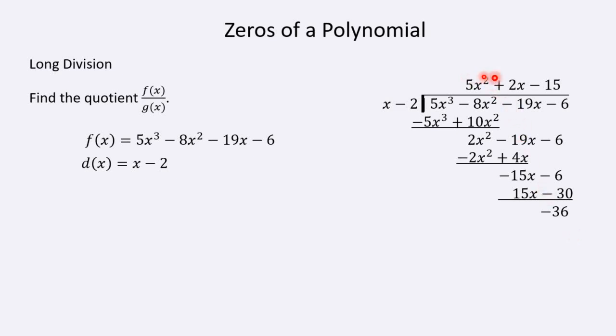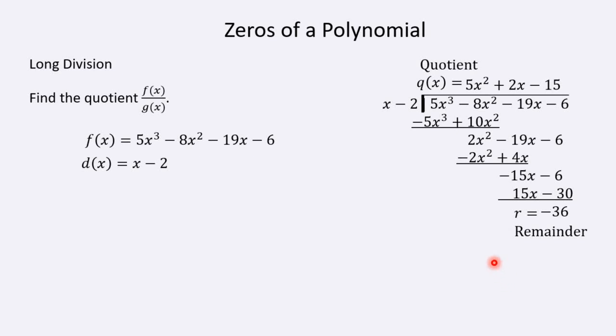This trinomial that consisted of the terms I got when I did each of these individual monomial divisions is called the quotient. That's what they're asking me to find. They say find the quotient. But there's another number down here, this negative 36, that represents the remainder. There's another method called synthetic division that we can use to find this quotient and remainder.